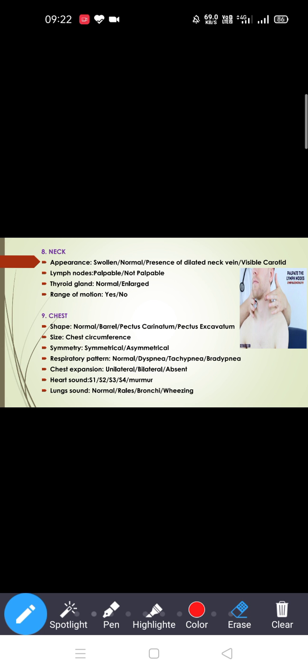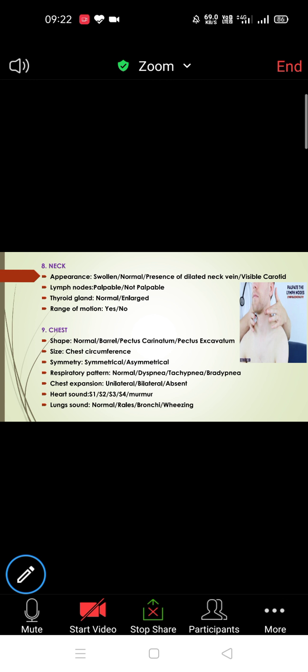Then next is chest circumference. So chest circumference, how will you assess? You will measure using a measuring tape. Okay, you will measure the chest circumference at the nipple line. After measuring, you will write the value, the size of the chest circumference. Then symmetry, you will see if it's symmetrical or not symmetrical.